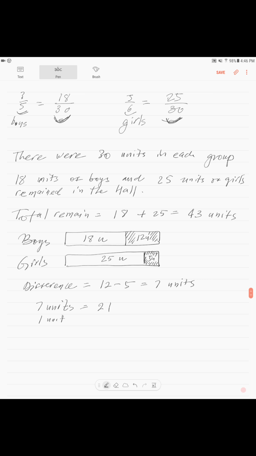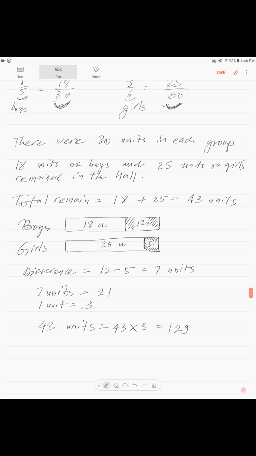So what is our 1 unit, right? 21 divided by 7 is 3, right? 3. Okay, so what is our total? 43 units total remain, right? We just calculated it. 43 units total remain. So 43 times 3 is equal to 129. That's your answer. 129 pupils remained in the hall.